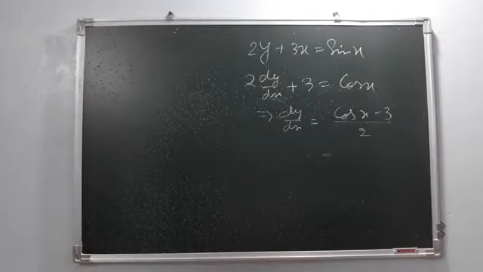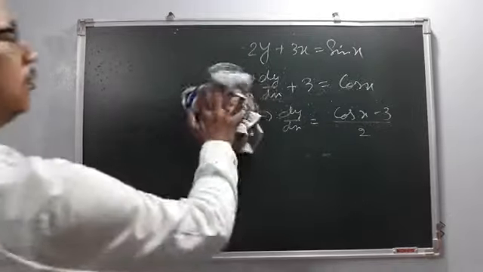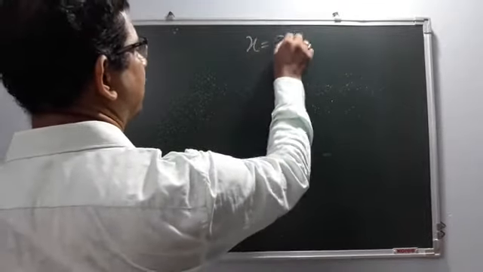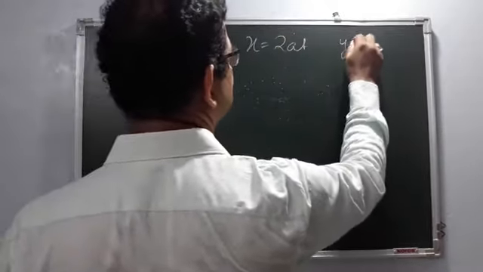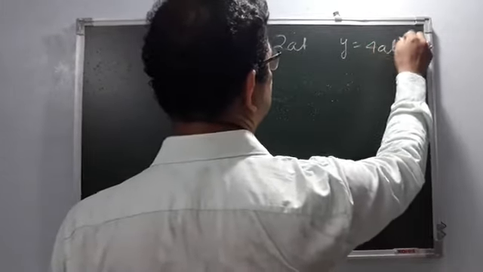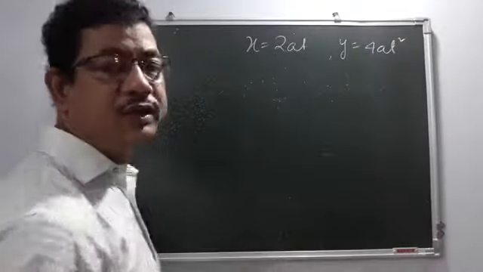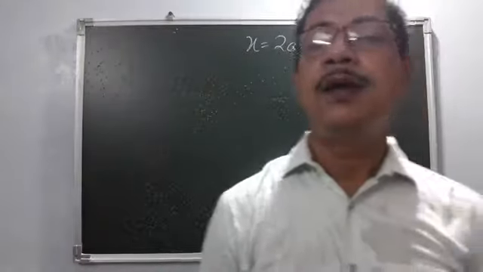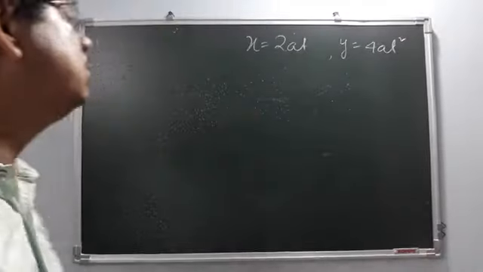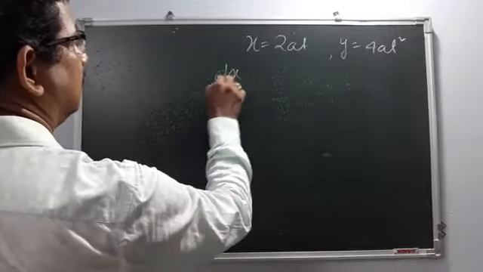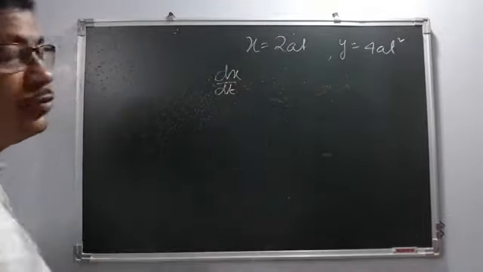Then another form we have done, that is parametric form. In parametric form, suppose x is given as 2at, and y is given as 4at square. See, x and y are not directly connected here. It is in terms of t, which is the variable, and a is constant. If it is like that, then the only way is to differentiate with respect to t, because you cannot do any other thing.